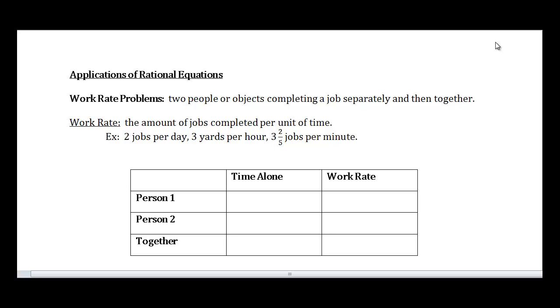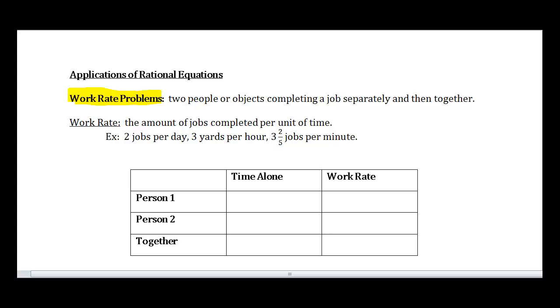In this section, we're going to talk about applications of rational equations. The first type of application that we're going to discuss is called work rate problems. Basically, work rate problems involve two people, two machines, or two objects, any kind of situation like that, completing a job separately, and then we're given information on them working together.